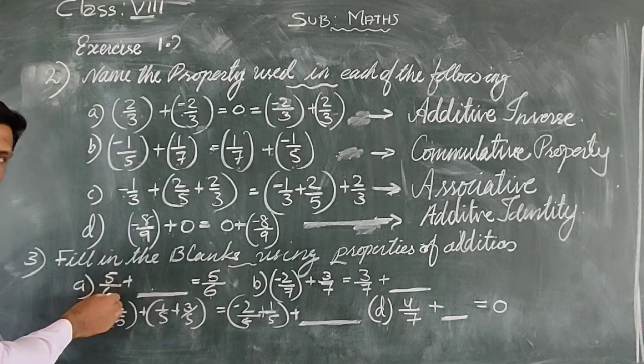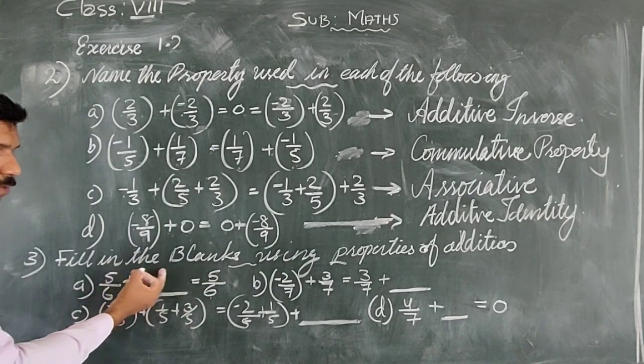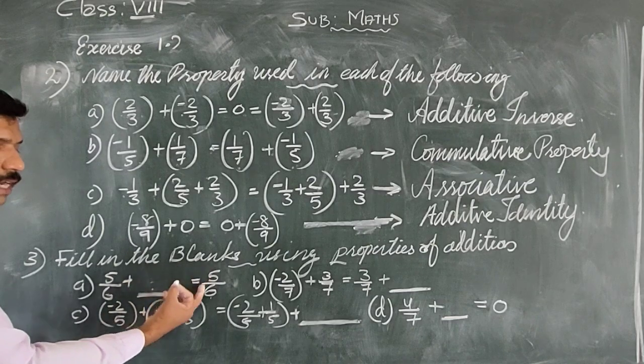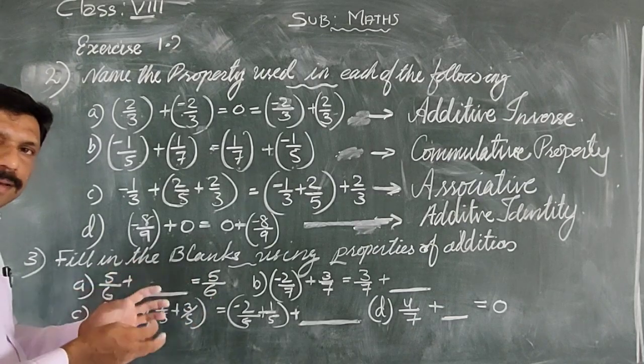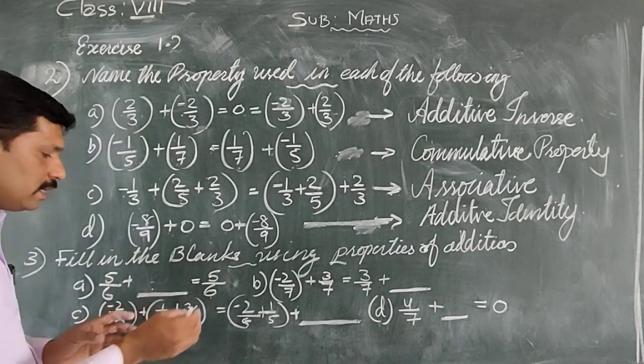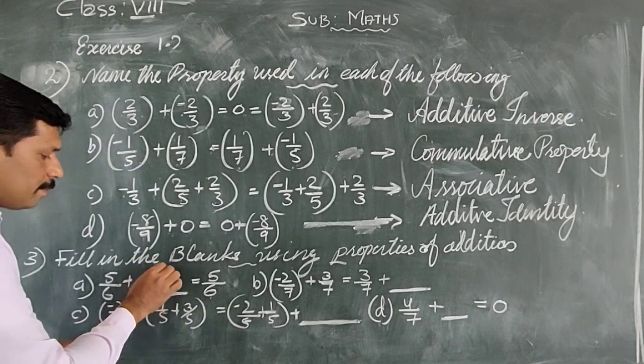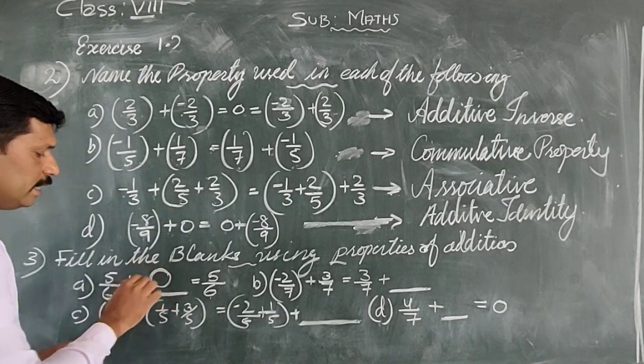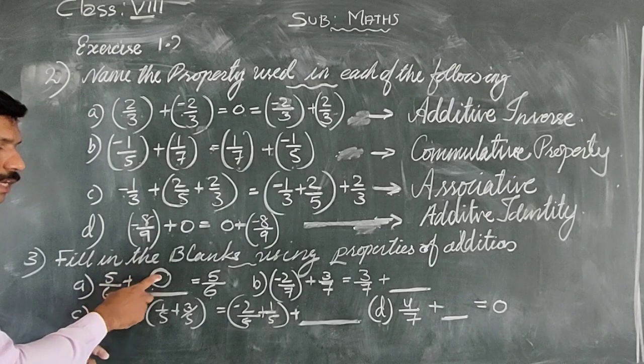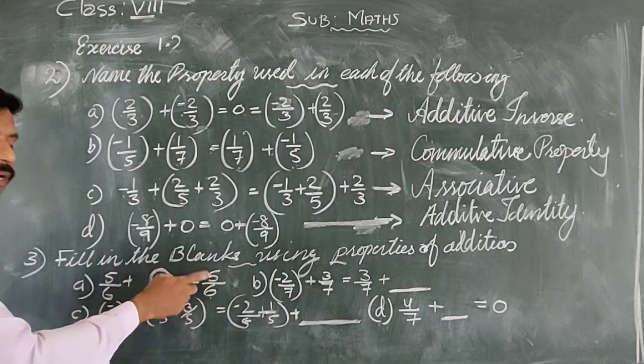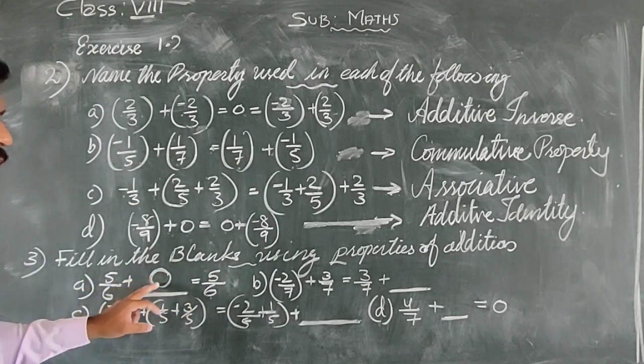With the 5 upon 6, one rational number is added. We don't know which rational number, but the result is the same. In order to get the same result, we get 0. We have studied this in additive identity: if a rational number is added to 0, its identity will not change. We get the same rational number. So here the answer will be 0.